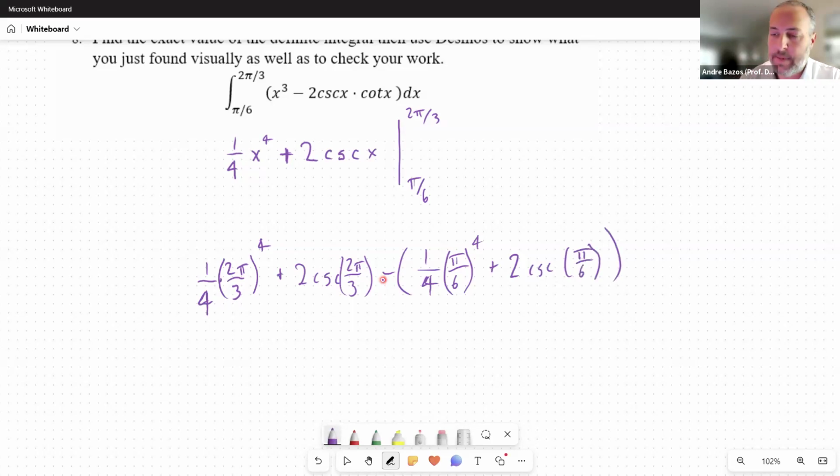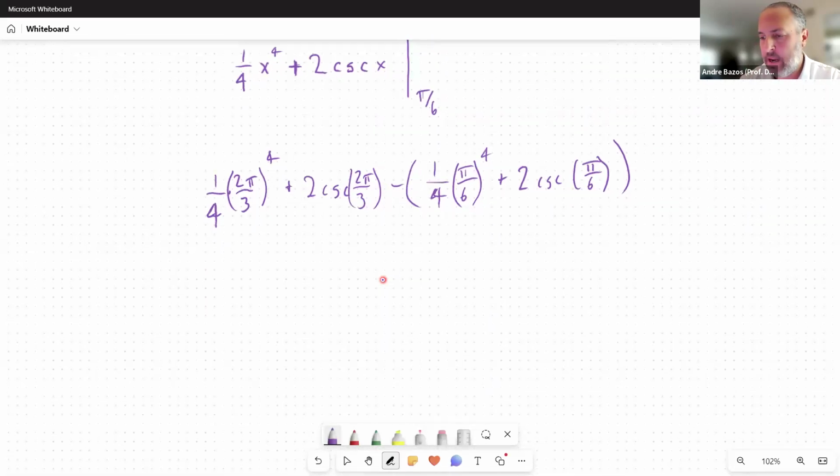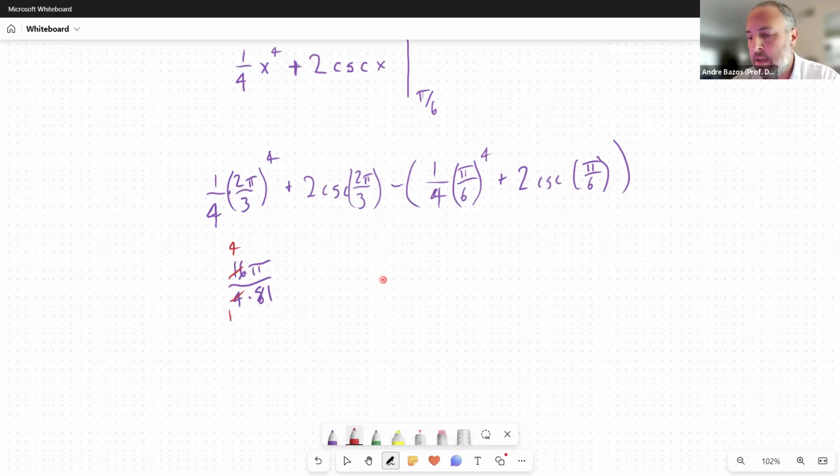So let's do a little mathematical manipulation if we can here, to make this happen for us. So we got 2 raised to the 4th power is 16, pi over 4 times 3 raised to the 4th power is 81. Seeing some canceling, that'll be 4, right? That'll be 1. All right, so now next I got plus 2 times cosecant of 2 pi over 3.